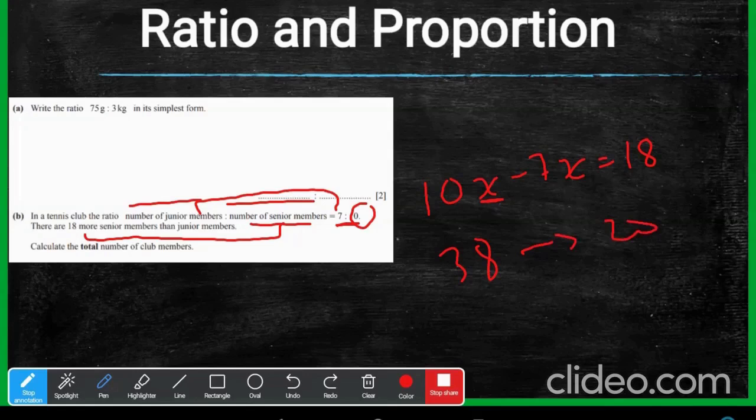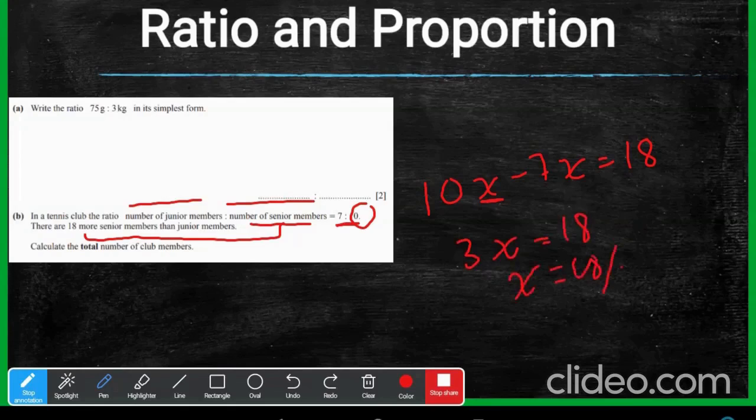Okay, so now what we have to do? We just need to simplify. So it will become 3x. 10x minus 7x is equal to 18. x is equal to 18 divided by 3. It will become 6. Okay, the value of x will be 6.